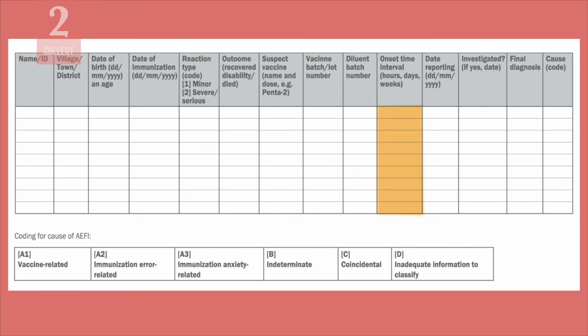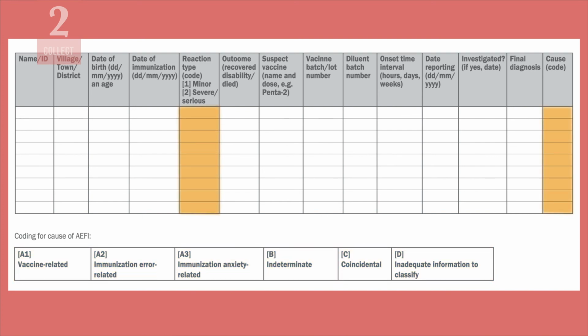Note the onset time interval, when the AEFI appeared after administration, and the date the event was reported. If there was an investigation, mark that date as well. Finally, record final diagnosis and the suspected or confirmed cause of the adverse event. Use the provided codes for AEFI cause.